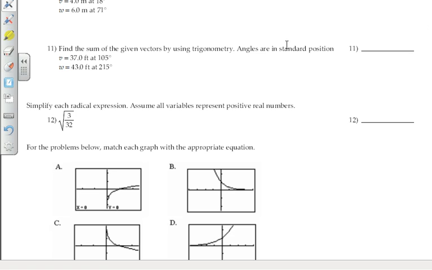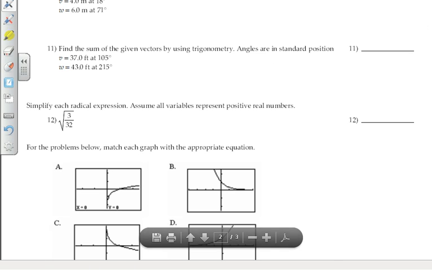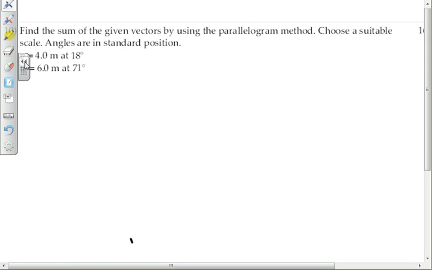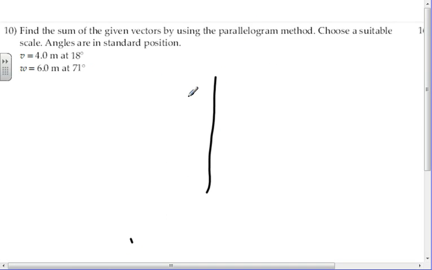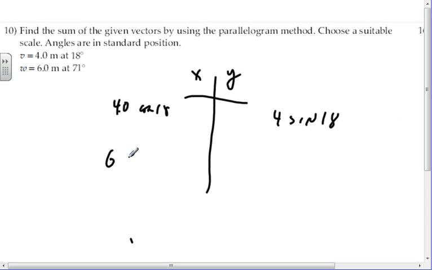Okay, number 10. Physics again. Find the sum. All right, so what I would do is find the xy components, add them together, and that would probably be what I would do. So I would go 4.0 cosine 18, 4 sine 18, 6 cosine 71, 6 sine 71.